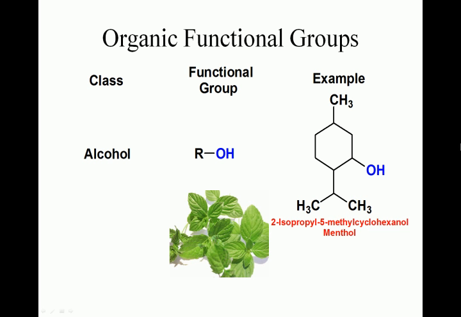Here we have the alcohols. The general representation for an alcohol is ROH. This example is menthol, and menthol is a secondary alcohol, and it's isolated from peppermint leaves. It gives peppermint its flavor, and it's also used in cough drops because menthol has mild analgesic properties.